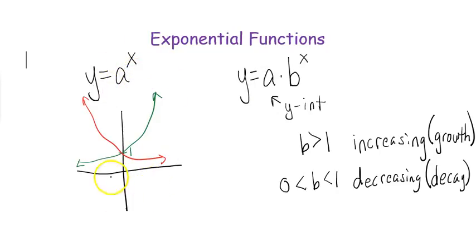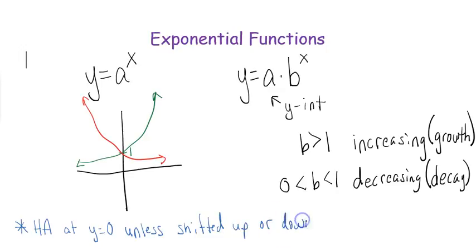On these graphs, whether it's a growth or decay, you do have a horizontal asymptote because for a growth graph, this end is getting close to 0 but never crossing it. And for a decay graph, this end is getting close to 0 but never crossing it. So you do have a horizontal asymptote. And that is going to be at 0. That horizontal asymptote is at y equals 0, unless you shift the graph up or down, which we'll talk about later. So unless shifted up or down, you will have that horizontal asymptote.